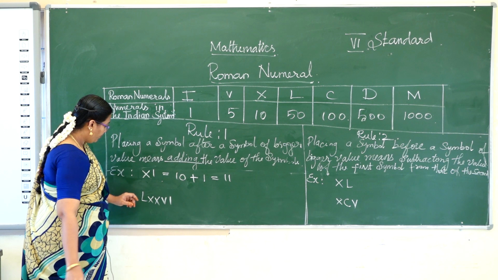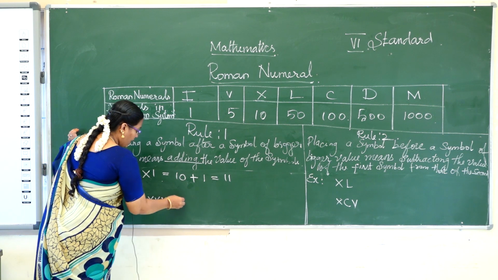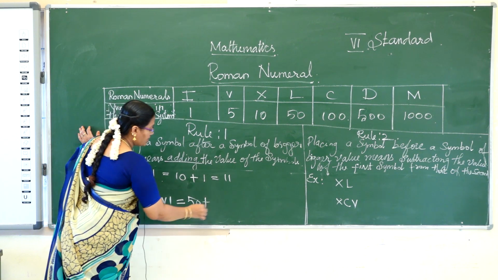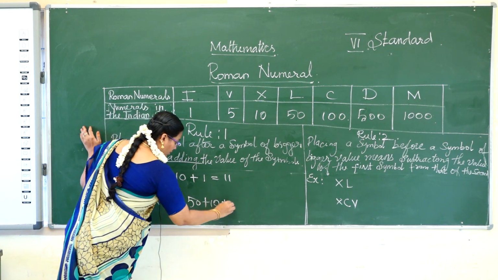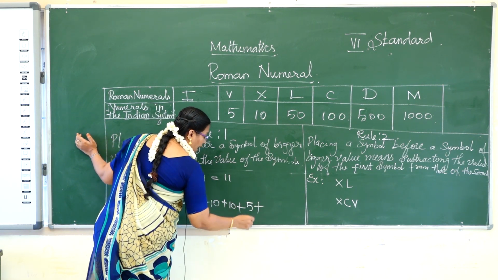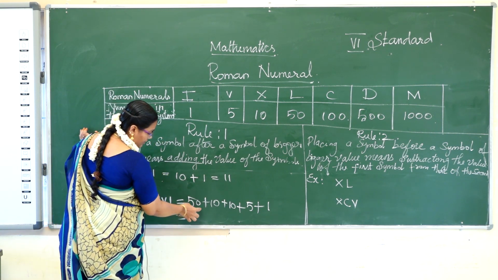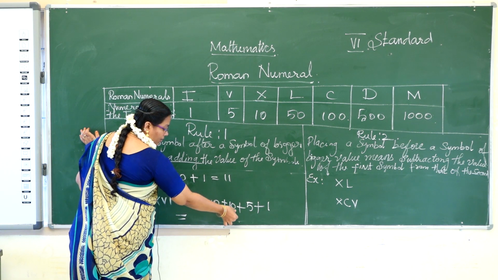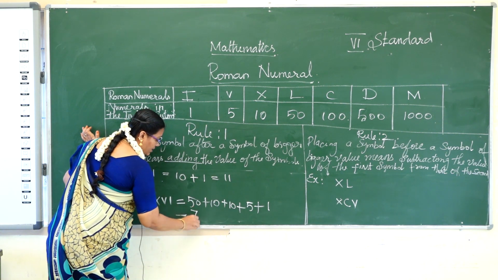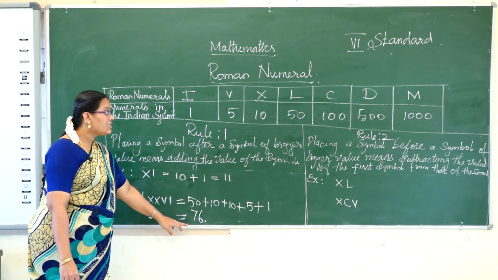Next example: L, X, X, V, I is given. What is the value of L? L is 50. X value is 10, and next one also 10, V value is 5, and I value is 1. Add the total value of the given Roman numeral: 50 plus 10 is 60, 70, 70 plus 6, 76. The Roman numeral value is 76.